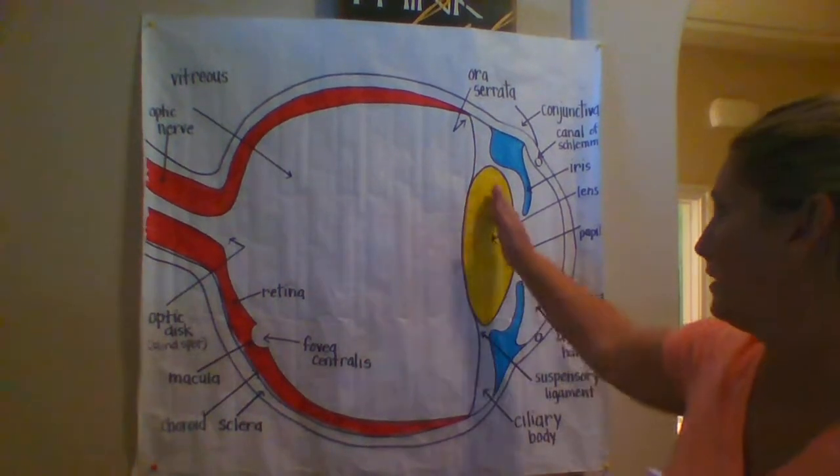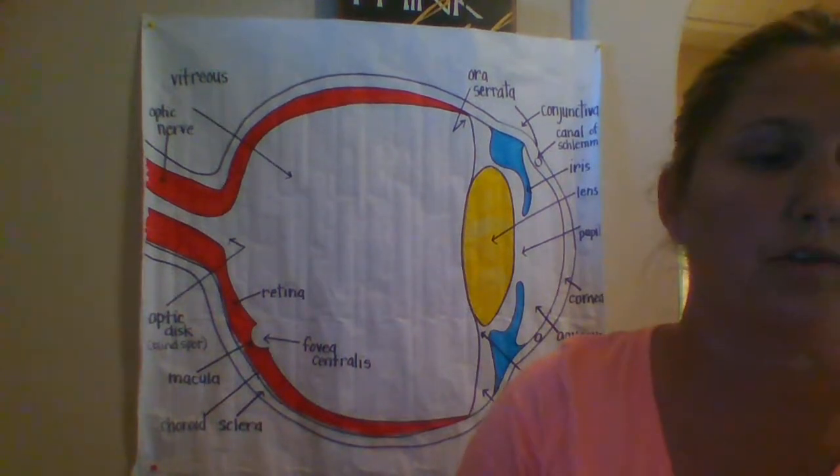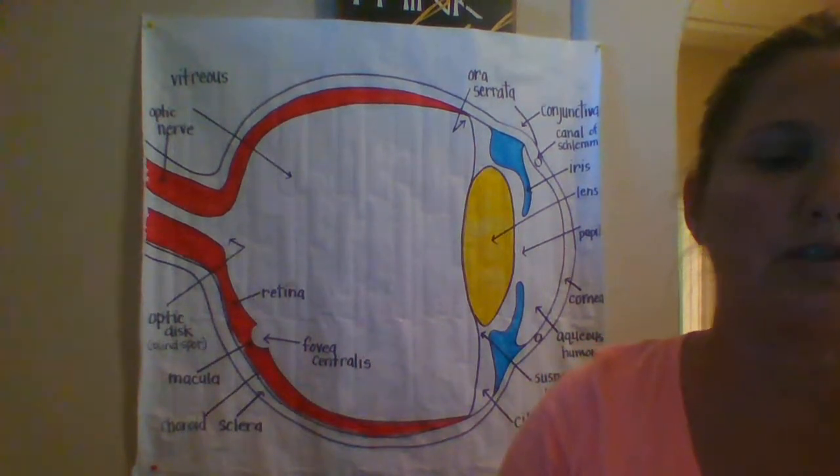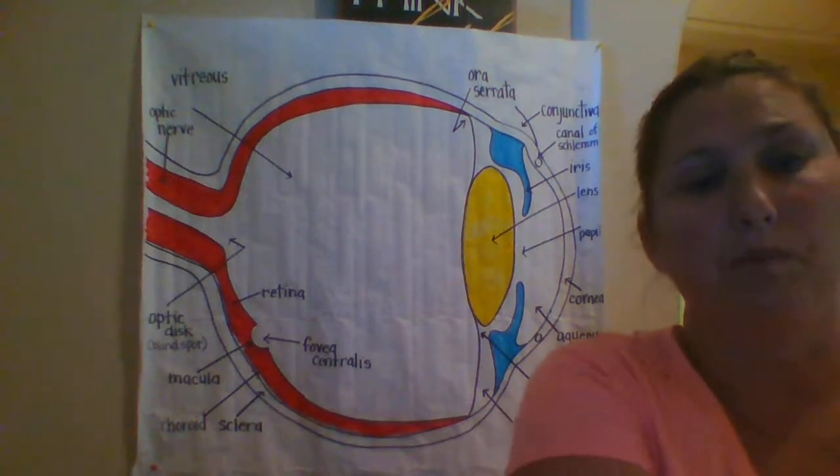The lens. The lens is an almond-shaped, elastic structure that focuses images on the retina. It narrows and thickens to focus on images at different distances. It is located behind the pupil.